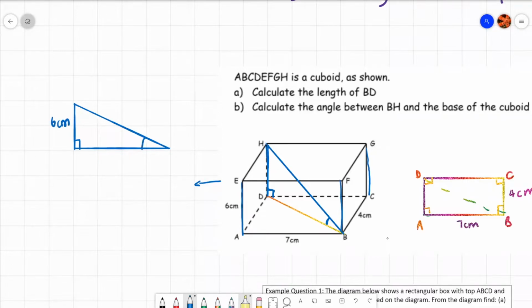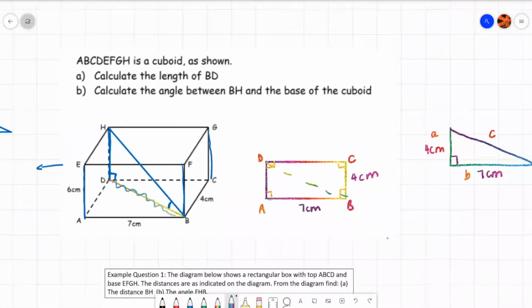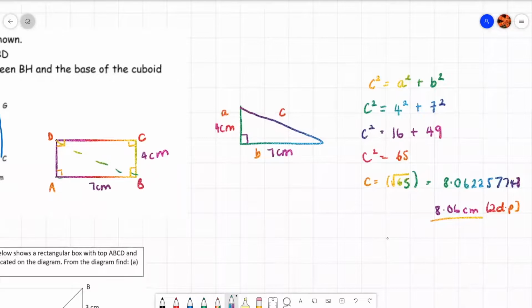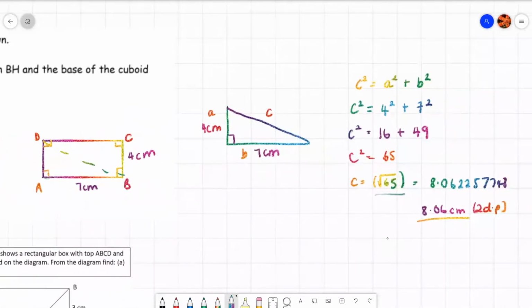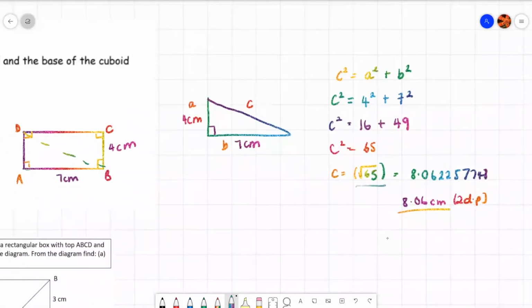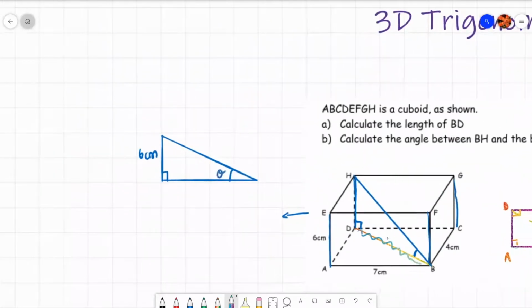I want to know this angle here, and I'm going to label that as theta because I don't actually know what the angle is. I know the base is this, and we've worked that out as 8.06 centimeters, but I don't want any rounding issues. So I'm going to leave it as the square root of 65, because the square root of 65 is actually 8.0622577748. It's not 8.06, that's just rounded. To avoid rounding issues, I'm going to use the square root of 65 as my answer.